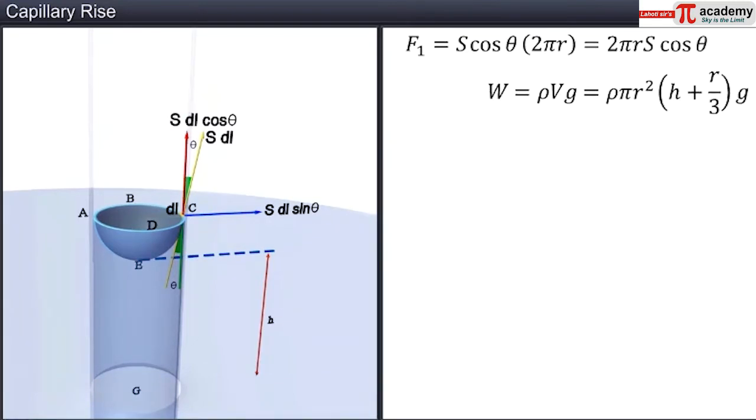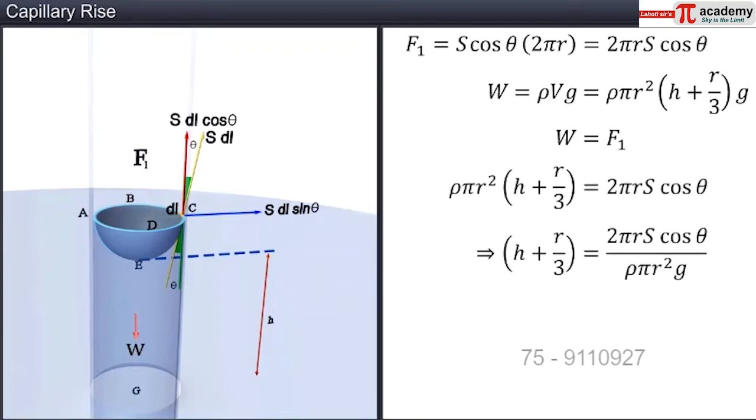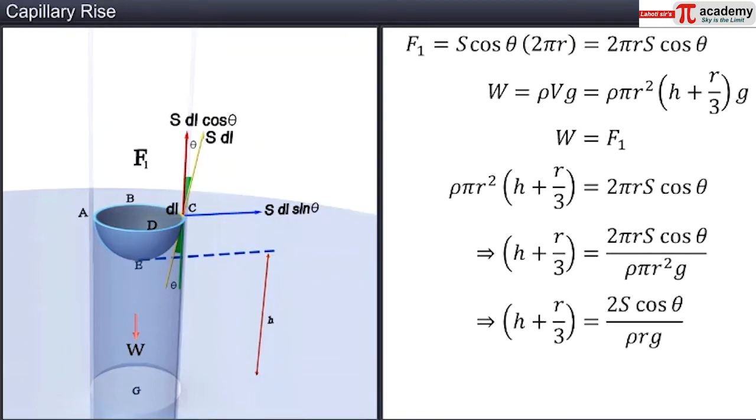As the liquid is in equilibrium, the total downward force, which is the weight, is equal to the upward force, which is F1. Equating the two, and simplifying for height h, we get h equal to 2s cos theta by rho r g minus r by 3.